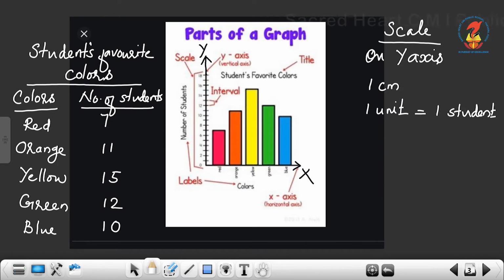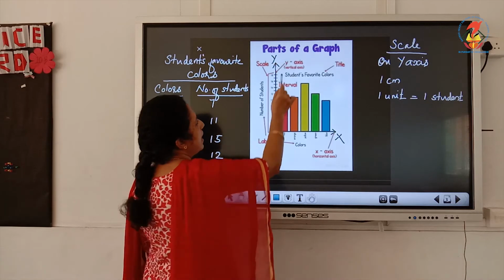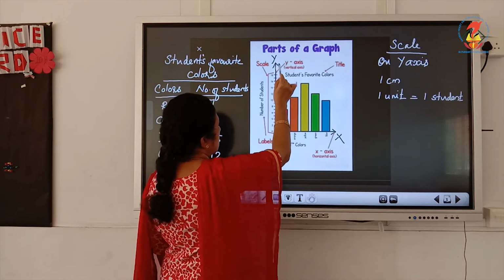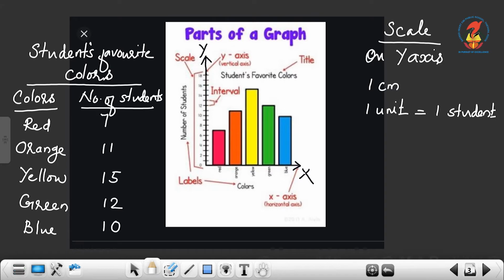Look, the students' favorite colors are given: red, orange, yellow, green, blue. The values are also given. Now, how can we draw a bar graph? First we draw two mutually perpendicular lines and call them x and y. This one is the x-axis, the horizontal axis, and this one is the y-axis, known as the vertical axis.